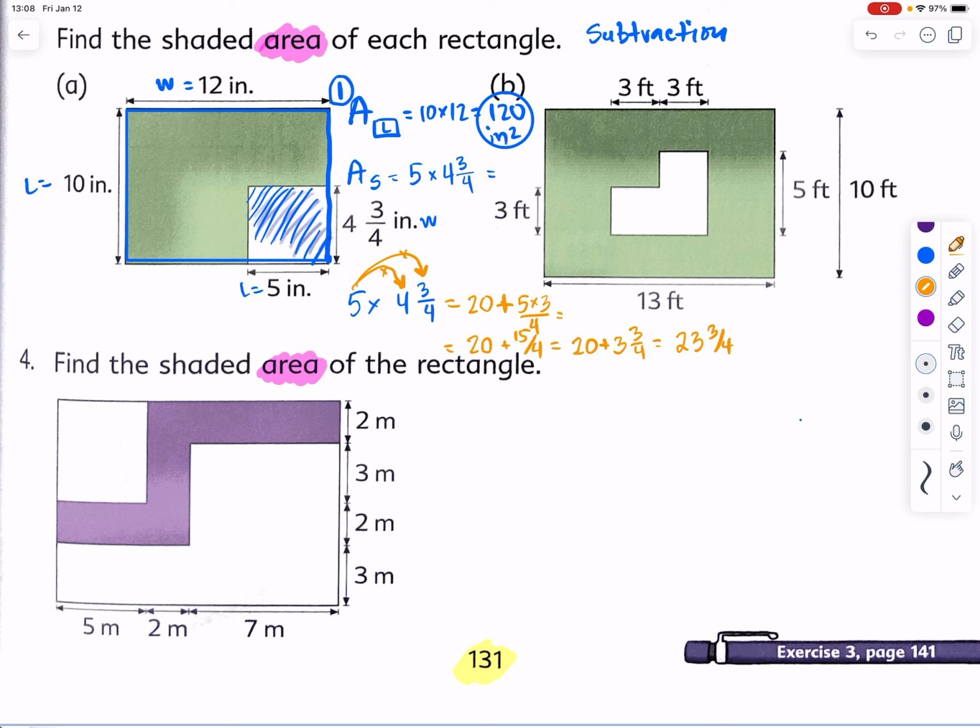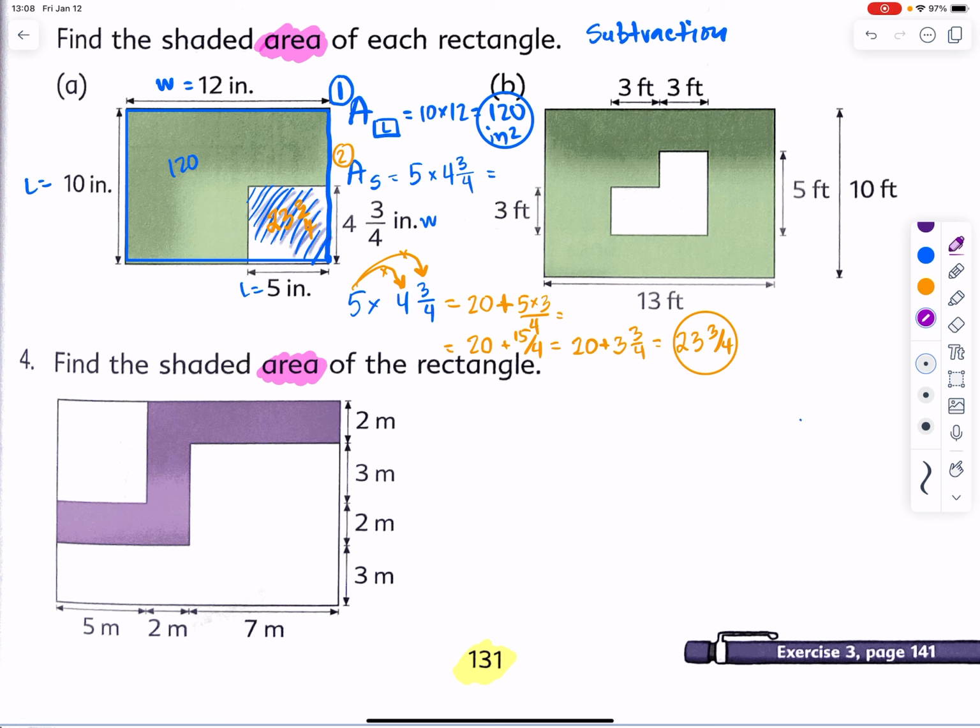I'm just going to label it here. 23 3/4, while the larger area is 120, of course, inches squared. So again, let's put this piece into a circle. And that was our step 2.